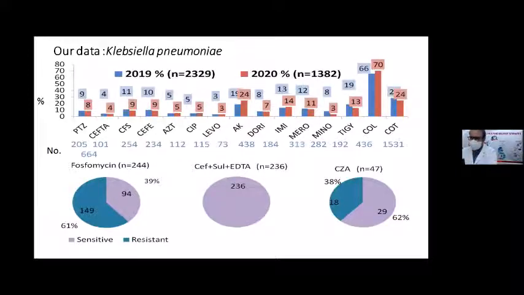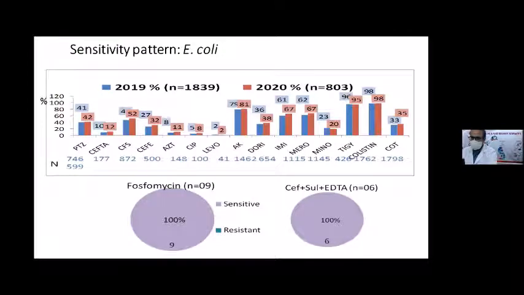Based on this, in 2020 we started sensitivity testing for other antibiotics like ceftazidime-avibactam, ceftazidime-sulbactam-EDTA, and fosfomycin. They are still retaining some sensitivity, but the way we are going, soon they will be out of our armory totally. Although Klebsiella is MDR, a slightly better perspective is seen in the case of E.